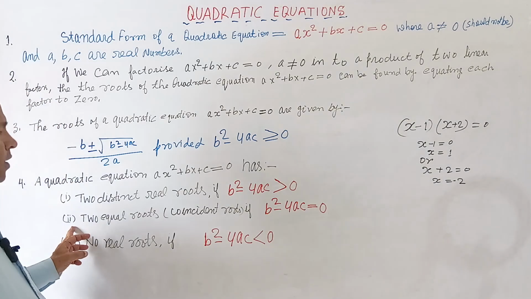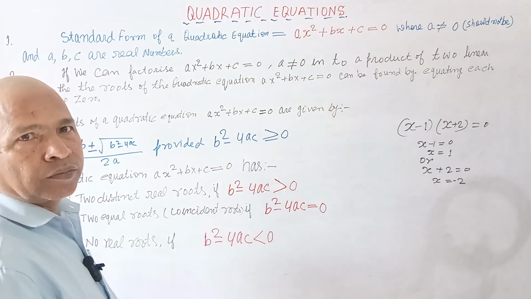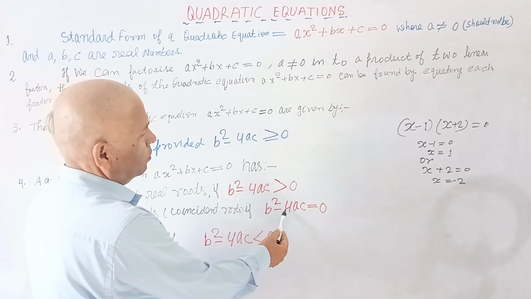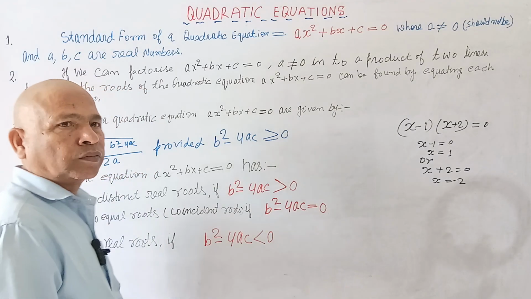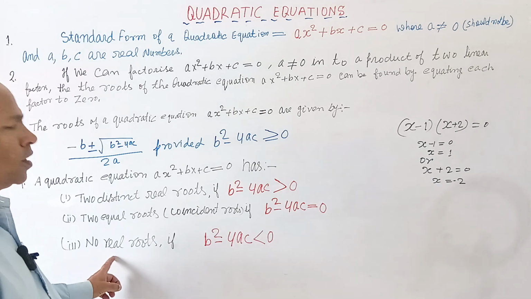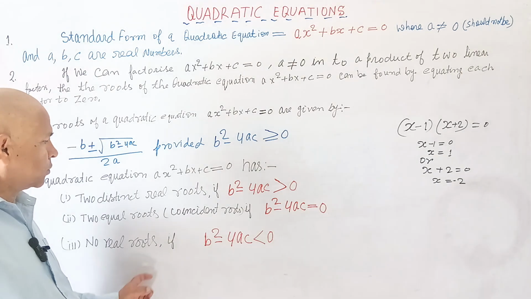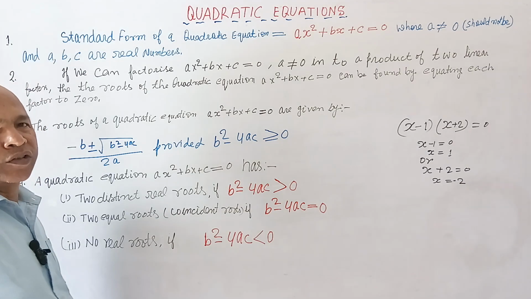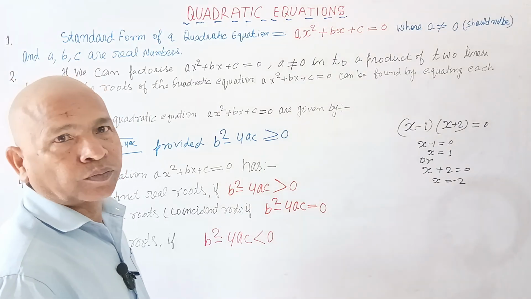Then second is two equal roots, or we say coincident roots. So it will be when b square minus 4ac equals to 0. Then third is no real roots. Now the condition for no real roots is b square minus 4ac should be less than 0.